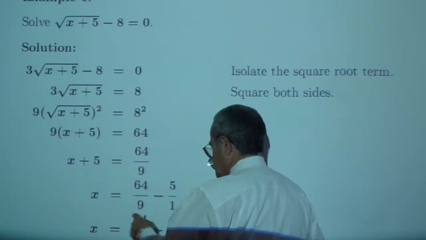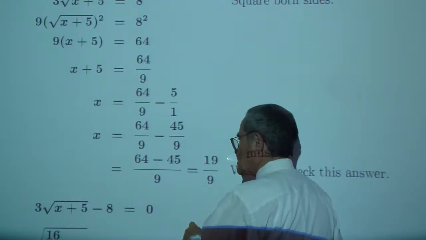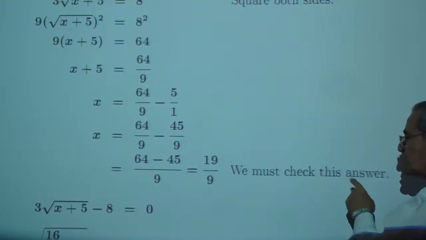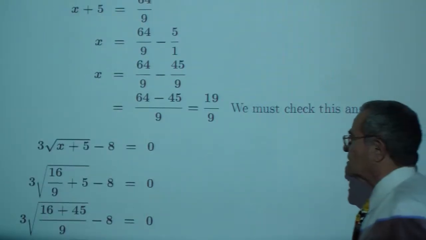Divide by 9, subtract 5. You get x, which is 19 over 9. We must check this answer.